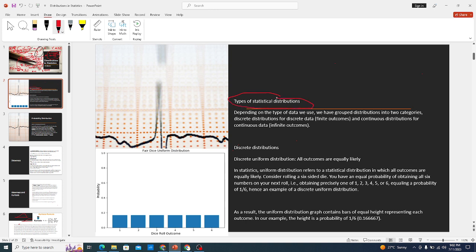Distributions may vary depending on the distribution of your data. So depending on the type of data we use, we have grouped distributions into two categories. We have discrete distribution for discrete data, whereby we have finite outcomes. We know the possible outcomes, for example, when we are dealing with binomial distribution.